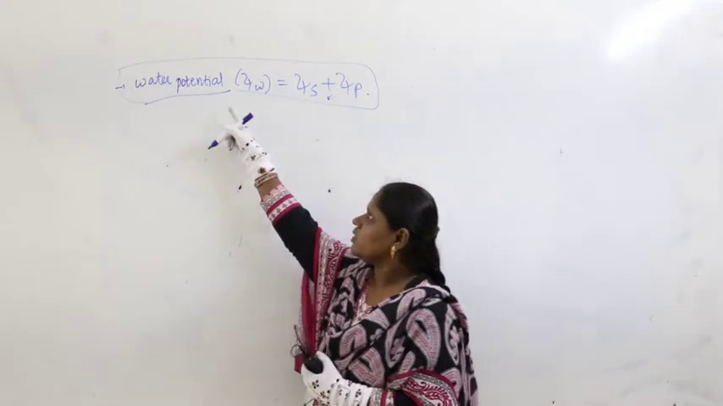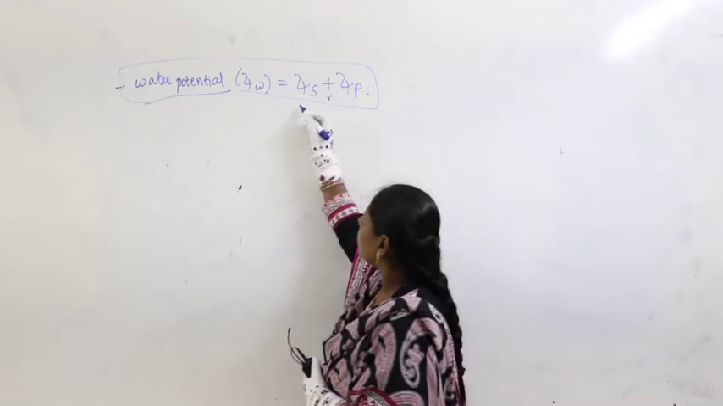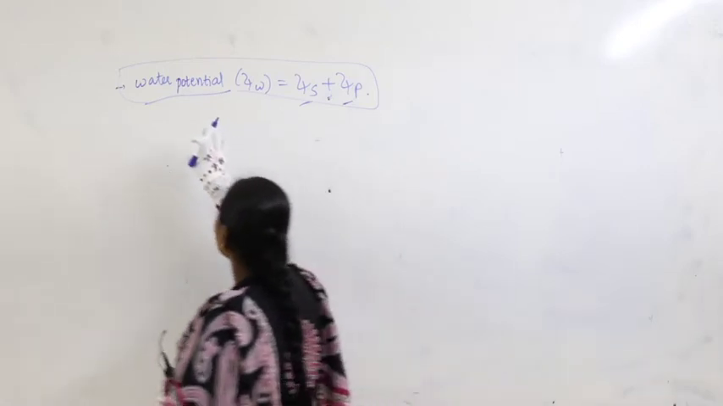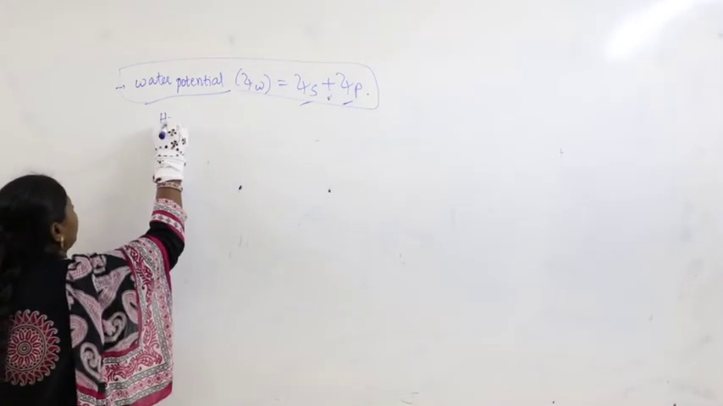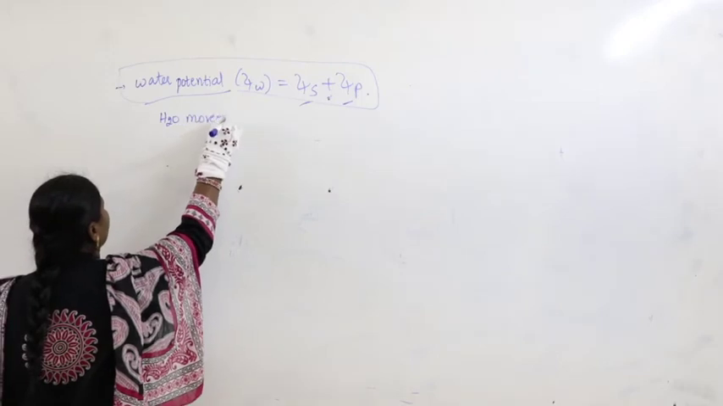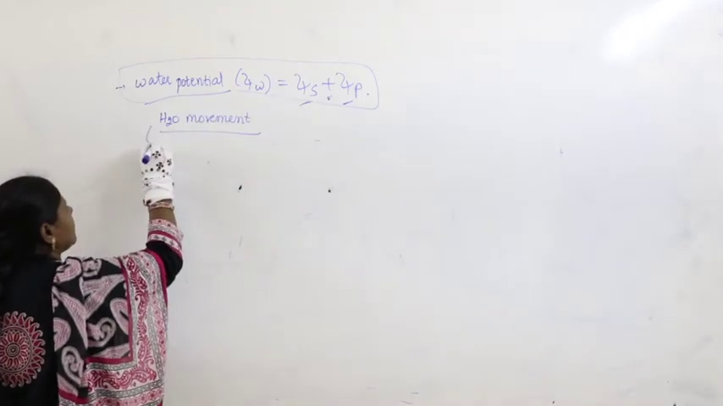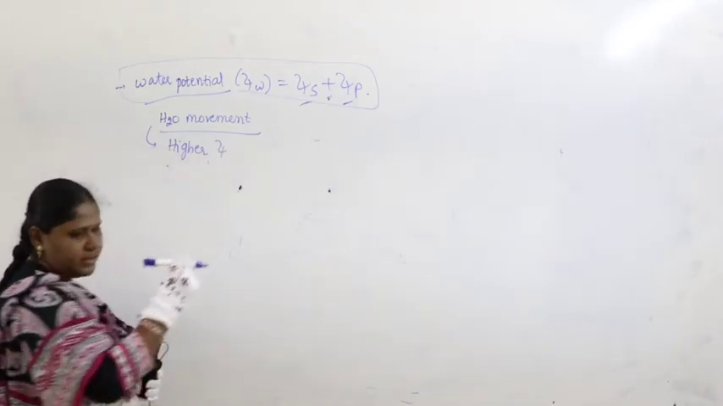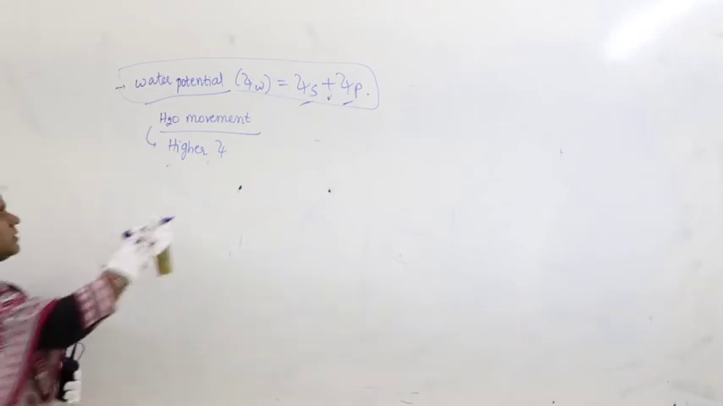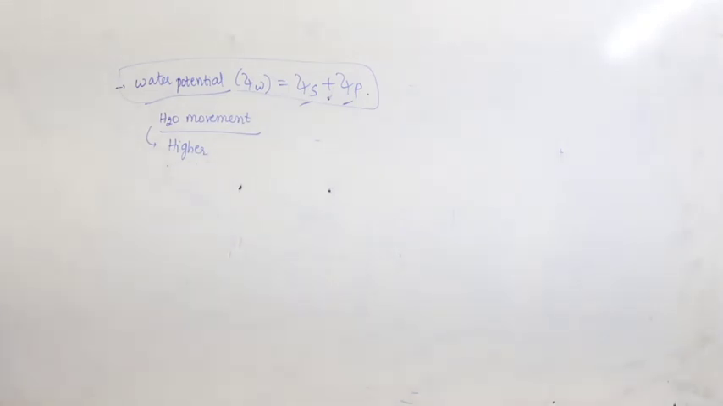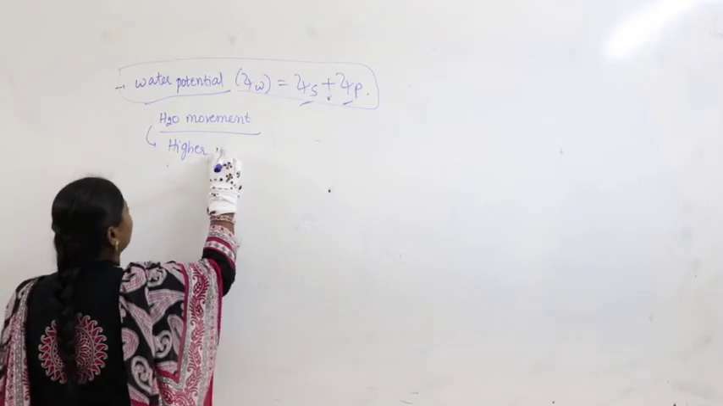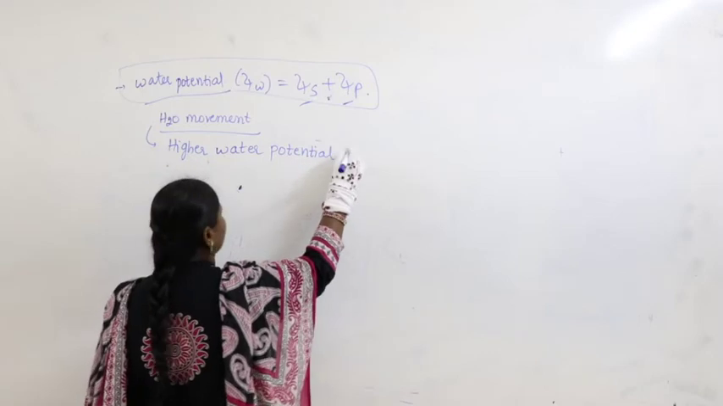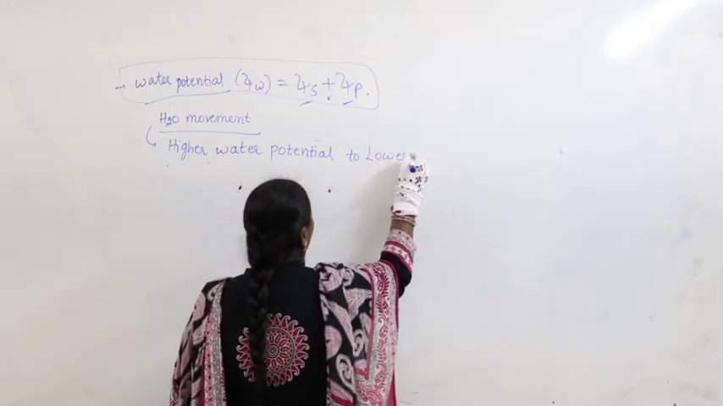Now, water potential can be calculated by taking into account solute potential plus pressure potential. So, we take water potential of water and again try to remember the point. Water movement always occurs from where to where? Let me write the complete statement because you have to remember this. Water movement always occurs from higher water potential to lower water potential.